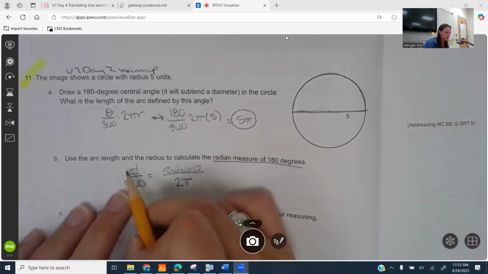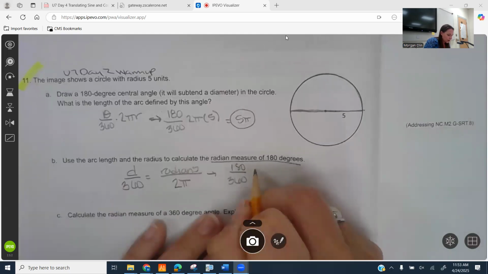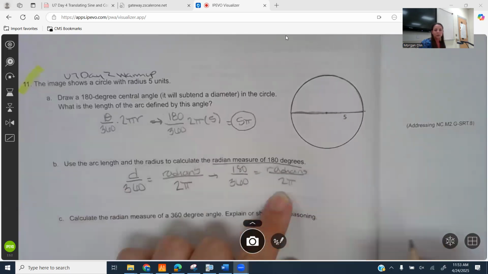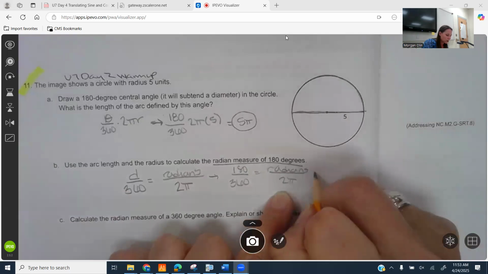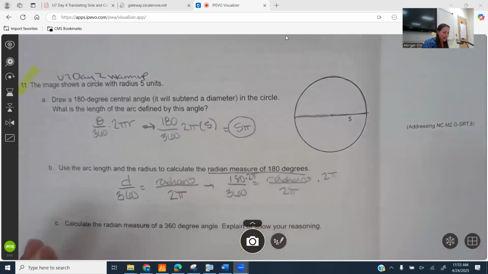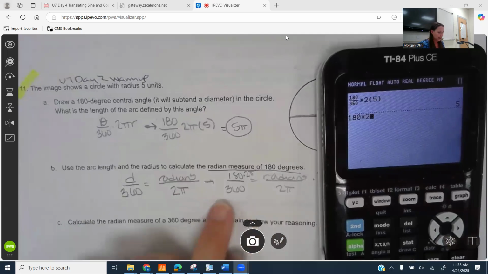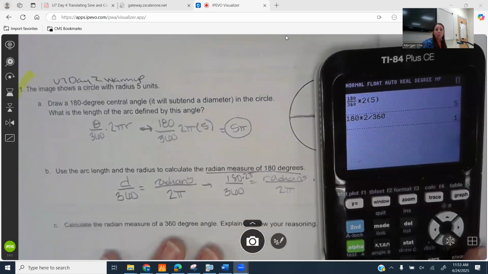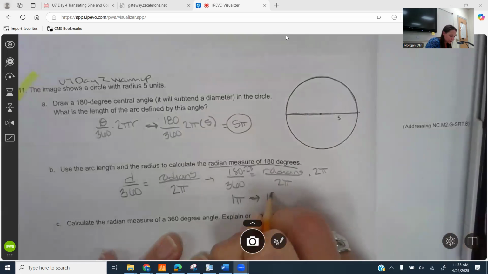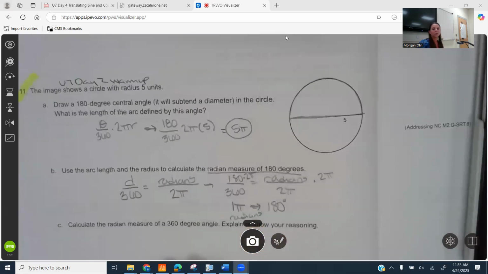So here our degree measure of half was 180. So what's the radians? Well, how do I figure out the radians? Think of this as an equation. How do I solve it? Multiply by the denominator, 2 pi, on each side. And when I do that, I get the radian measure. So when I do 180 times 2, and then divide by 360, I get 1, so 1 pi. So 180 degrees is the same thing as 1 pi radians, which we've talked about before.